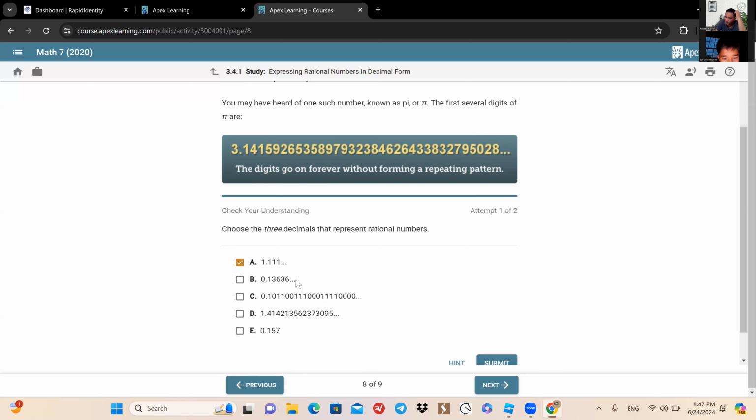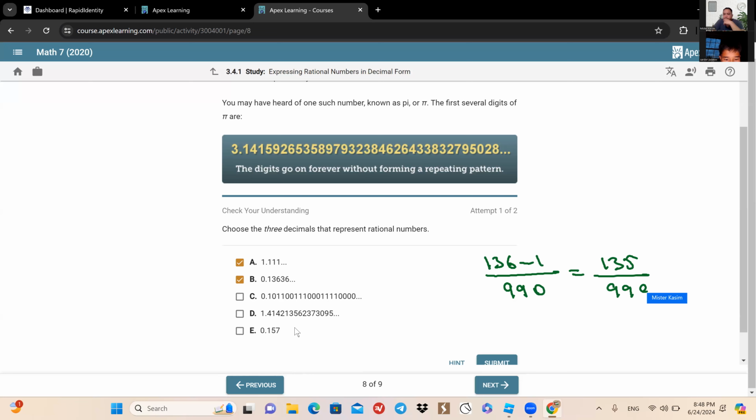No. Why? 36, 36, wait. 36 is also repeating, right? Oh wait, yeah. How do you change this 36? It is 136. Non-repeating digit is 1. So how many digits are repeating? It is 2. And non-repeating, it is 0. So which is equal to 135 divided by 990.